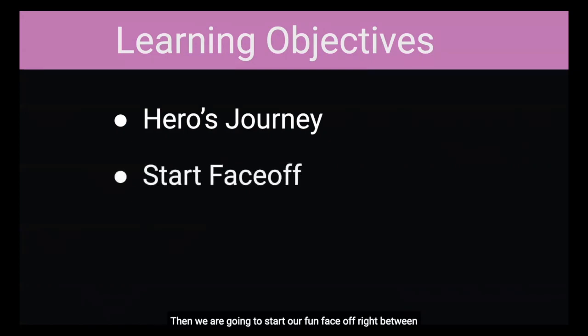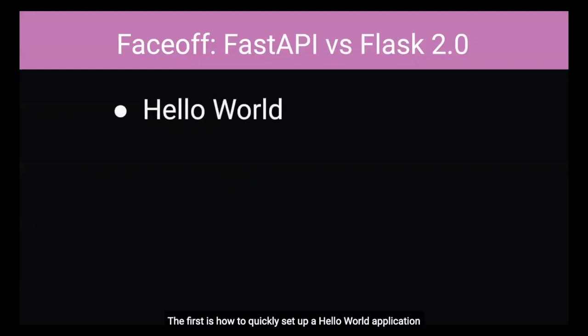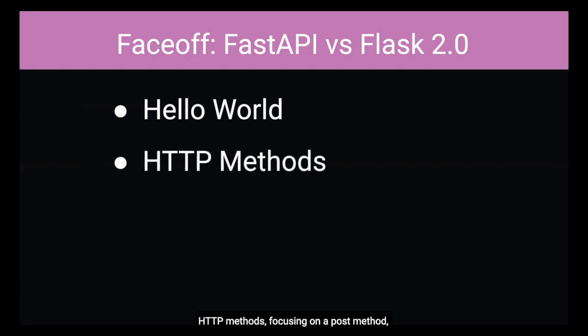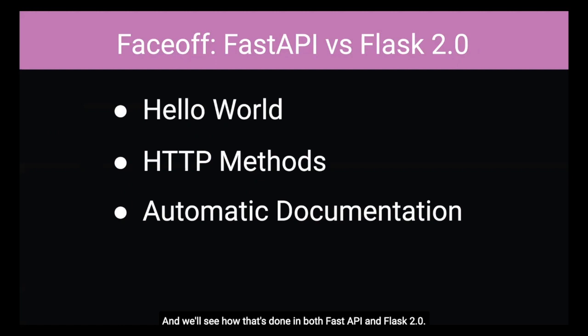And then we'll use this hero's journey format all throughout this talk. Then we are going to start our fun face-off, right? Between FastAPI and Flask 2.0. And during this face-off between these two Python web frameworks, here are some areas we are going to go over. The first is how to quickly set up a Hello World application in both FastAPI and Flask, HTTP methods, focusing on a POST method, automatic documentation, which is just interactive documentation using the browser that will make your life a lot easier when debugging.